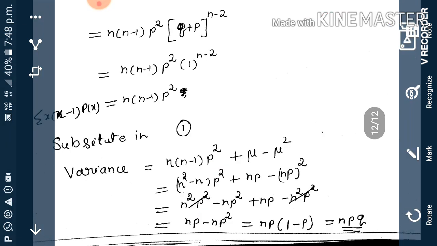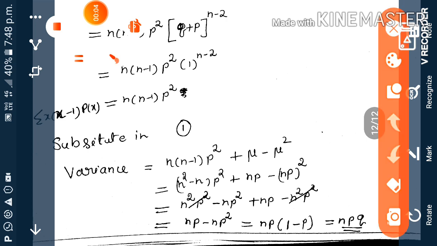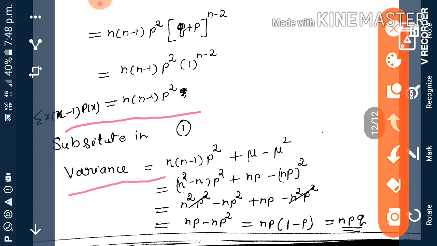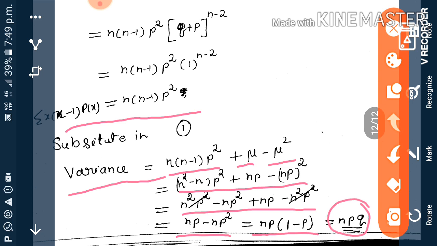Now we will substitute summation x into (x minus 1) p of x in 1. Now variance is equal to the first term, second and third as they are. On simplifying we get n(n minus 1)p square plus np minus np square, which gives np minus np square. np is taken outside, leaving 1 minus p, and 1 minus p is q. So we get variance equal to npq. The standard deviation is the square root of variance, so the square root of npq is the standard deviation. So now we have found the mean and variance of the binomial distribution.